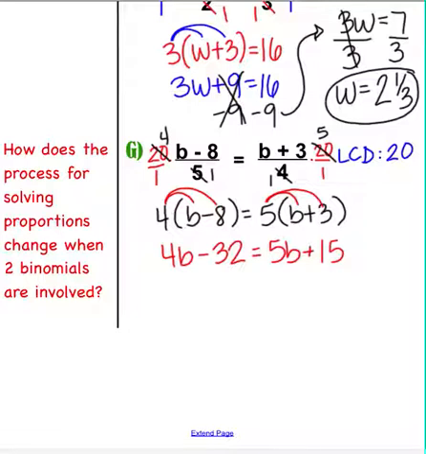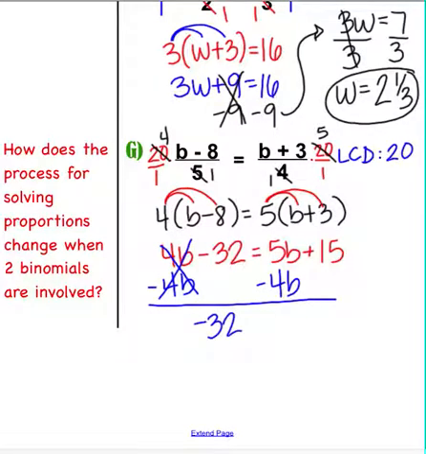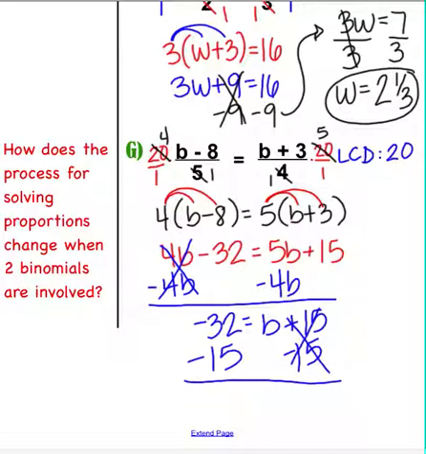So now I'm going to move the 4b to the other side since it's smaller than 5b. That cancels my 4b's, leaving me with negative 32. And 5b minus 4b is 1b, or b, plus 15. Then I can subtract 15 from both sides, canceling over on the right, leaving me with b. And then negative 32 minus 15, a lot of you guys want to subtract them, but remember, adding the opposite is negative 32 plus negative 15, which is actually negative 47.